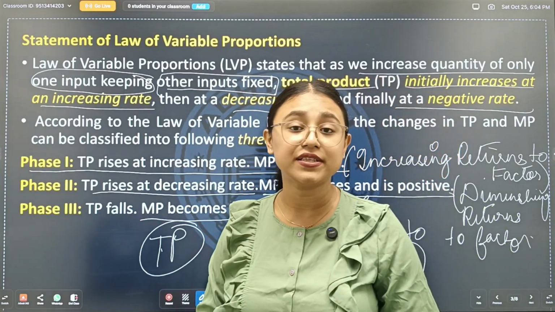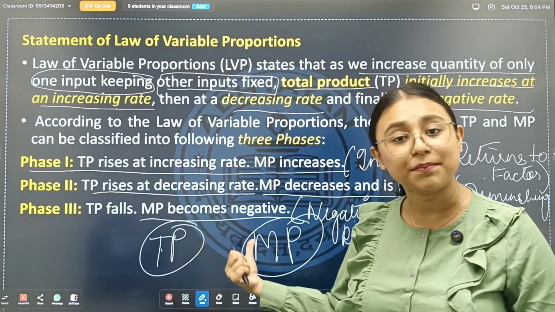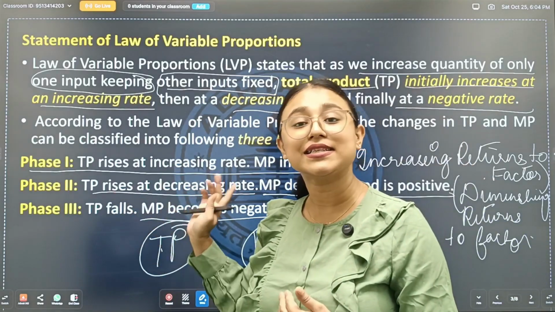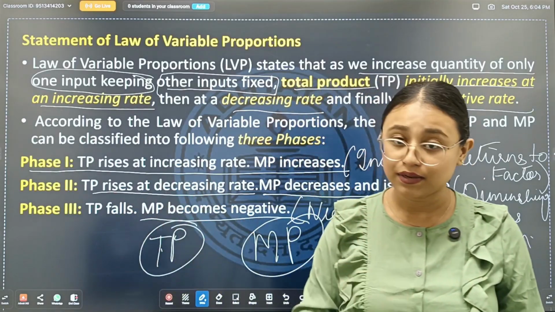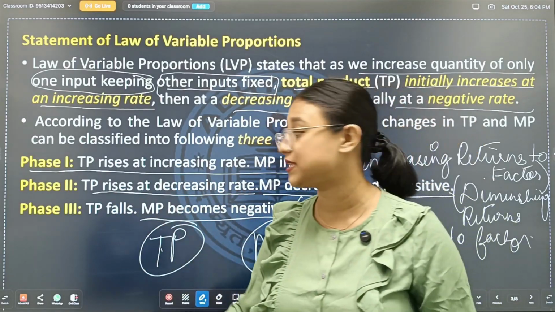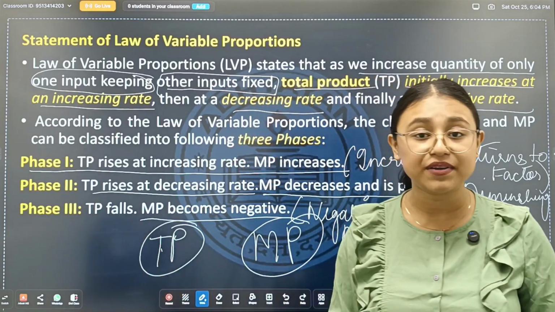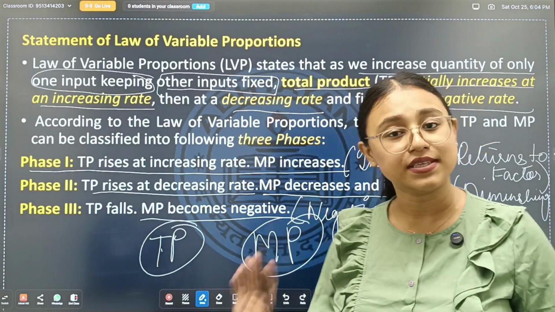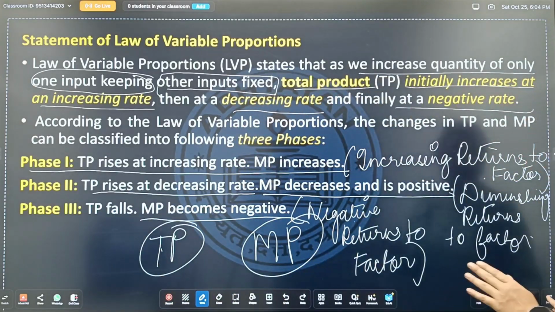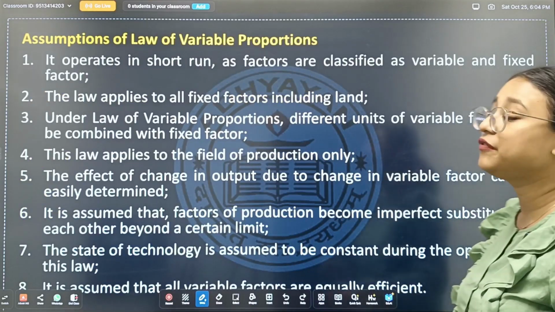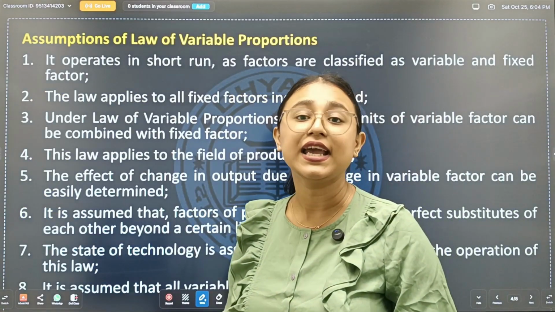First, TP increases at an increasing rate, and MP increases. Then TP rises at a decreasing rate, MP falls but remains positive. In the third phase, TP falls and MP becomes negative. Fine. So to understand this law of variable proportion, we will also need the help of certain assumptions.